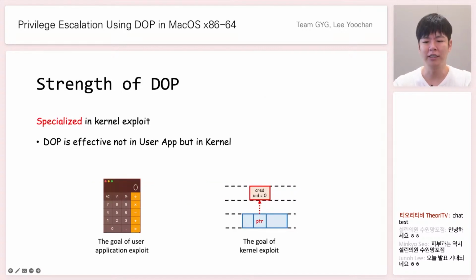Let's talk about the strengths of DOP. DOP is more specialized for kernel exploits than user application exploits. This is because the goal of a user application exploit is executing another application. That is, it must involve executing a function. On the other hand, the goal of a kernel exploit is to write 0 to the thread structure's UID element. Therefore, DOP, which reads or writes specific data, fits kernel exploits.